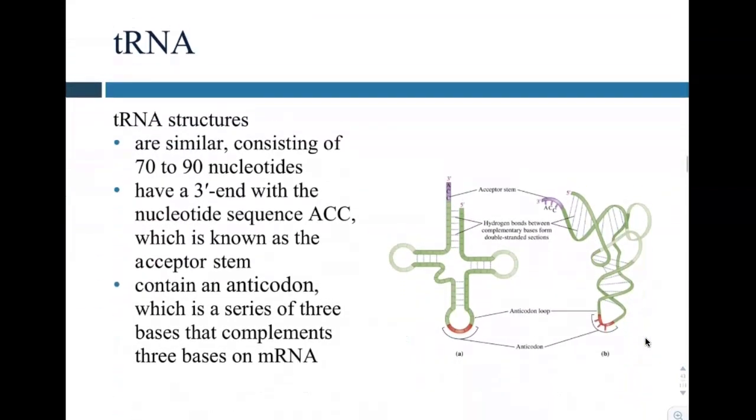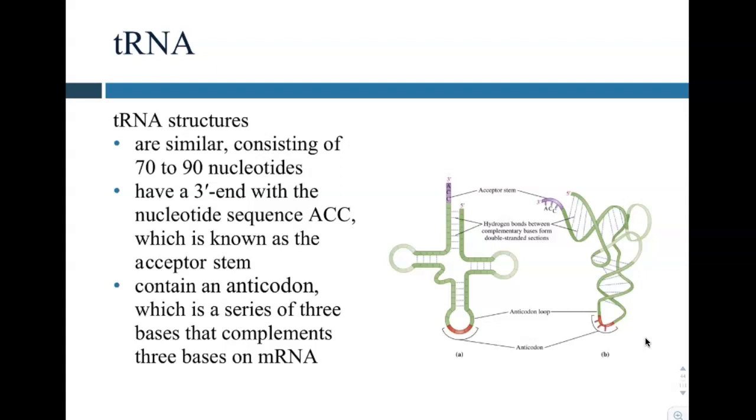So tRNA, this is your transfer RNA. So your tRNA, they have an acceptor stem with a nucleotide sequence ACC, and then it contains an anticodon. The anticodon is 3 specific bases that complement on an mRNA.